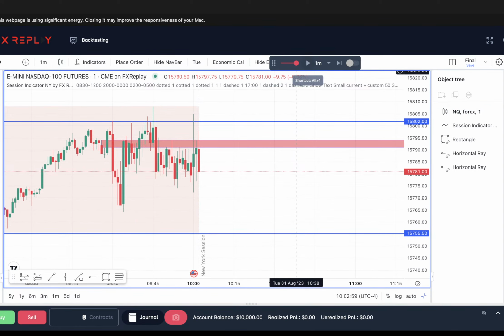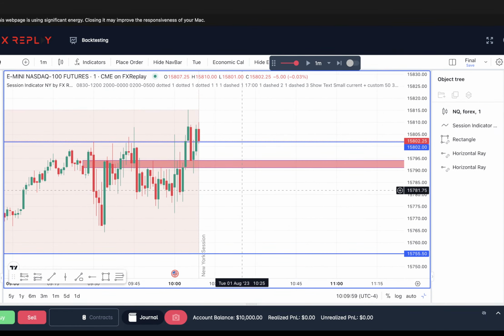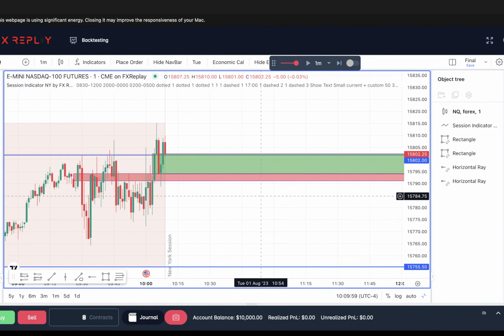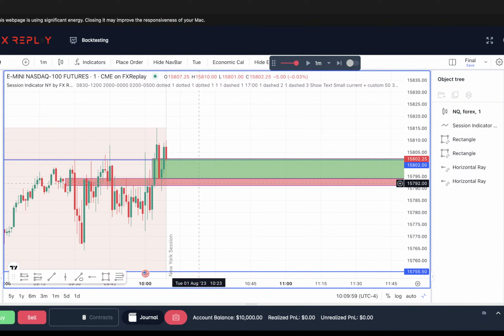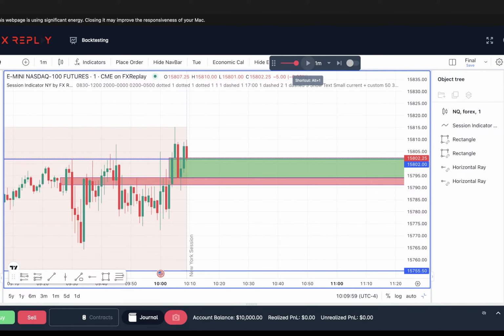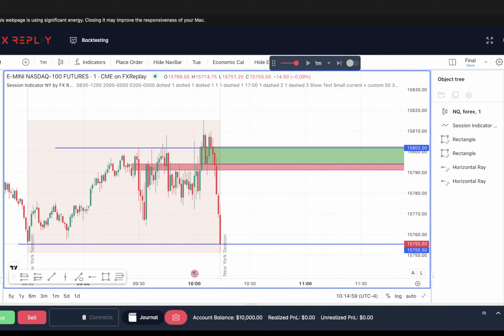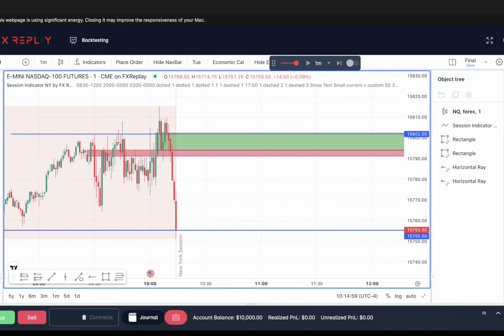So we still didn't get a change of the state of delivery, but we do get a fair value gap here. This is why I already don't like trading on the 1 minute. It's just a lot going on. And then we tap back into this fair value gap. And then we rejected it. Boom. You see, that's the trade.